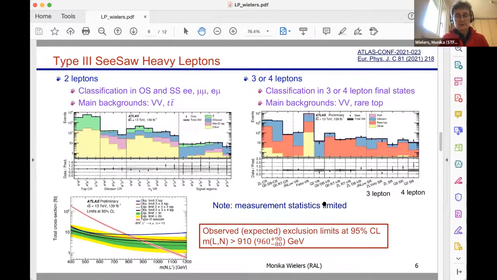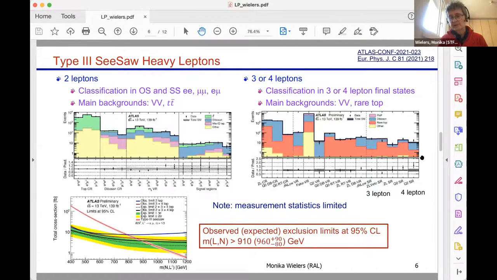In the case of the analysis with two leptons in the final state, we have devised it such that we end up with six signal regions. So we look at final states with two electrons, two muons, one electron and one muon, and then also look at whether those two leptons are opposite sign or same sign. Here in this plot, again, you see what we have observed in the data and confronted with our background prediction. Again, no deviations are really seen in this one.